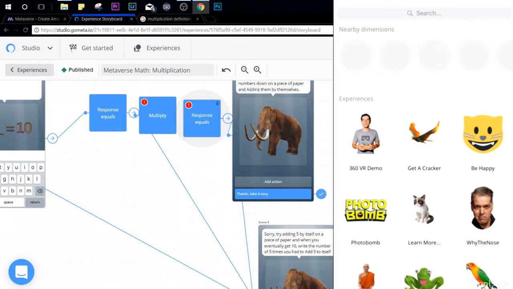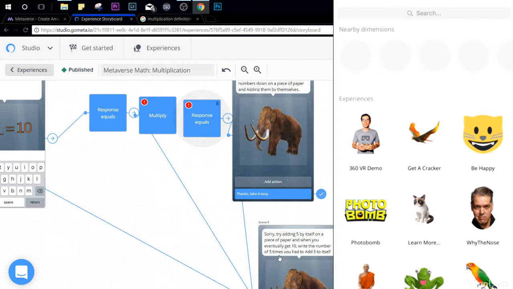Another typo. Now, write the number of times you had to add 5 to itself. So that 5 needs to go, the first or second one. But I'll fix that after we finish this experience. So let me put in 2. And 2 gets multiplied by the 5 in our multiply logic box and completes the experience.